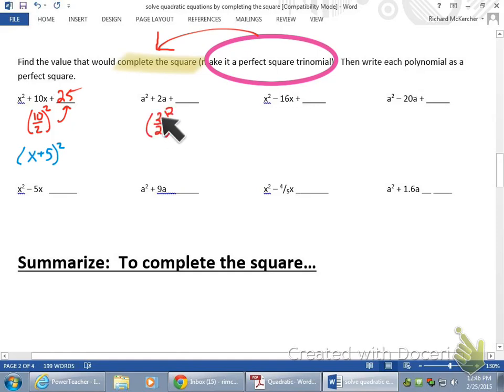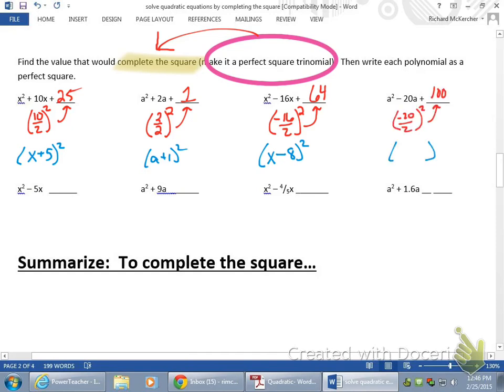Okay, I'm going to take half of 2 and then square it. Well, half of 2 is 1. And 1 squared is 1. So I write my answer out like that. Try it over here. Half of negative 16 and then square it. Half of negative 16 is negative 8. Negative 8 squared is positive 64. So that would look like this. And then over here, half of negative 20 is negative 10, and negative 10 squared.